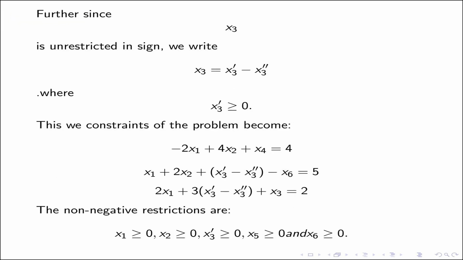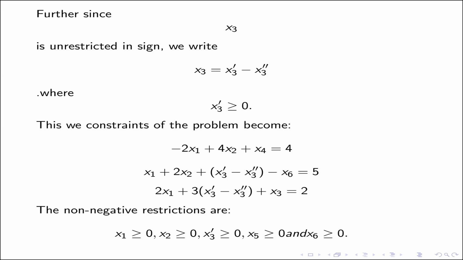Further, x3 is unrestricted in sign, so we make it restricted: x3 equal to x3 dash minus x3 double dash, where x3 dash greater than or equal to 0 and x3 double dash greater than or equal to 0. Then the constraints of the problem become minus 2x1 plus 4x2 plus x4 equal to 4, x1 plus 2x2 plus x3 dash minus x3 double dash minus x6 equal to 5, 2x1 plus 3 into x3 dash minus x3 double dash plus x5 equal to 2.